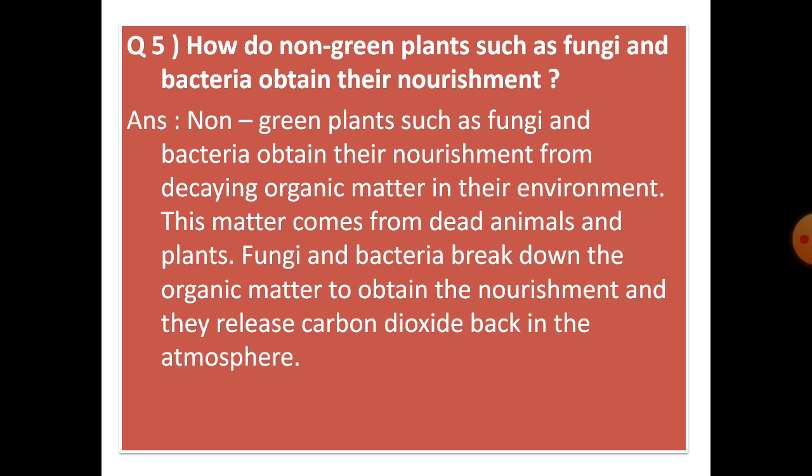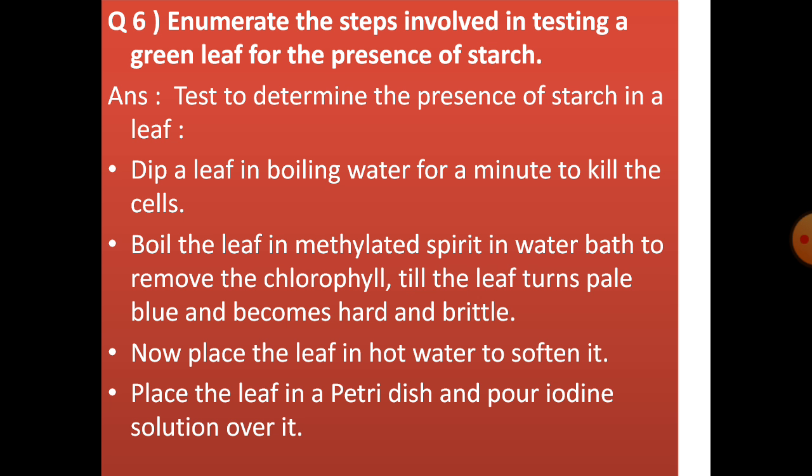Question number 5. How do non-green plants such as fungi and bacteria obtain their nourishment? Non-green plants such as fungi and bacteria obtain their nourishment from decaying organic matter in their environment. This matter comes from dead animals and plants. Fungi and bacteria break down the organic matter to obtain the nourishment and they release carbon dioxide back in the atmosphere.